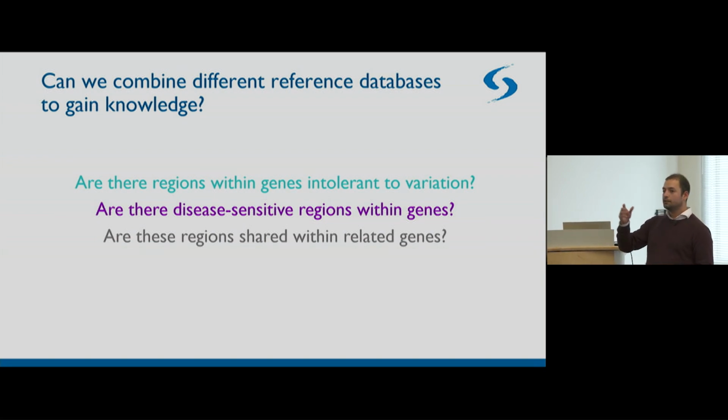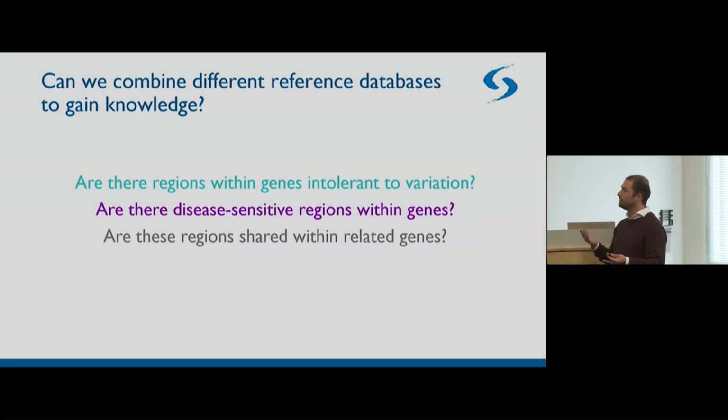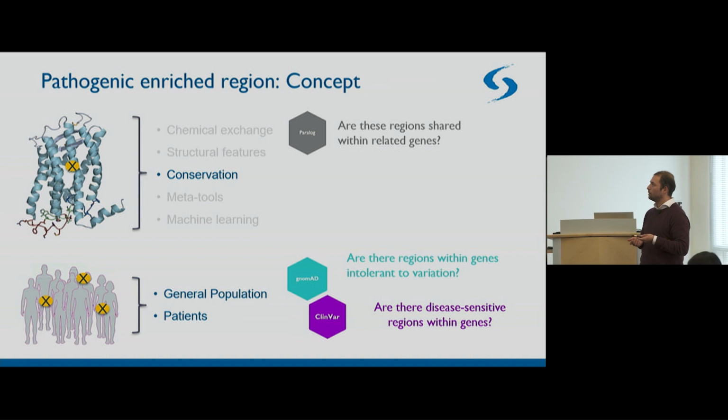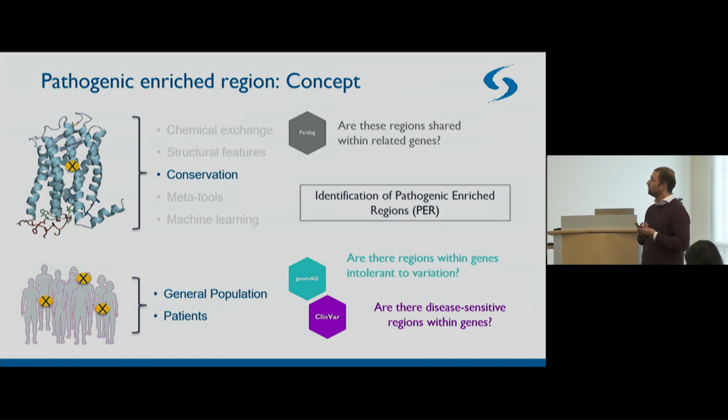And then on the other side are disease-sensitive regions within the same genes. Are these anticorrelated? And if this region exists, wouldn't they be shared between paralogs? So we decided to take these 3 tools for variant interpretation and combine them to see if we can gain knowledge. And we will try to identify these pathogenic enriched regions.